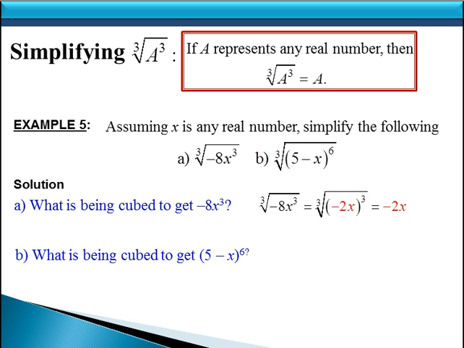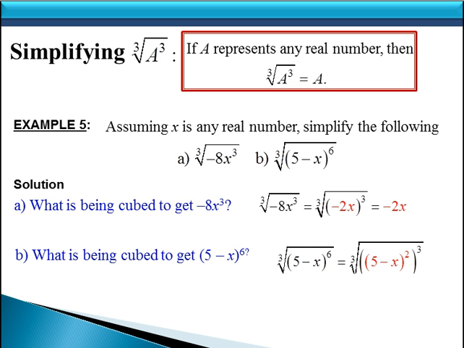Now this next one is a little bit more difficult, but I think you could still handle it. What is being cubed to get (5 minus x) to the 6th? Okay, so if this was just x to the 6th, what would your answer be? Well, we'd have to cube x squared to get x to the 6th. So instead of x to the 6th, we have (5 minus x) to the 6th. So the expression we need here is (5 minus x) in parentheses squared.